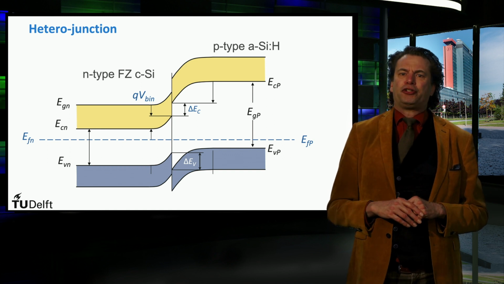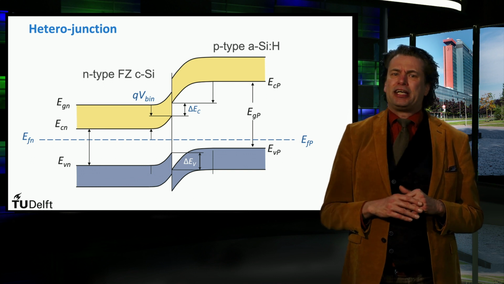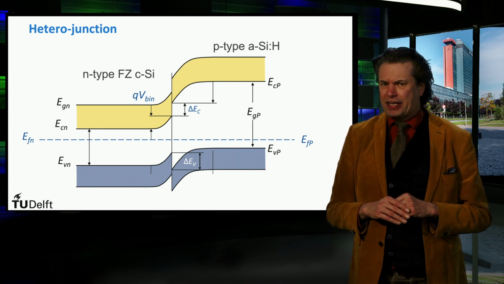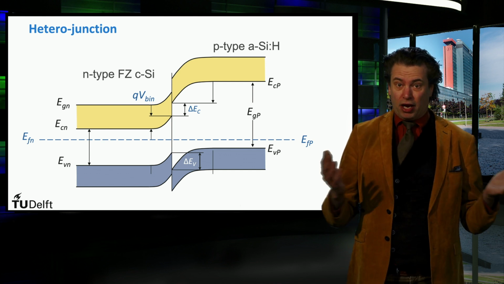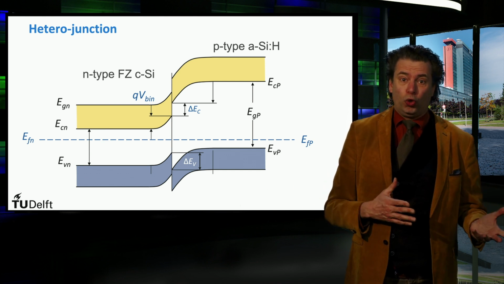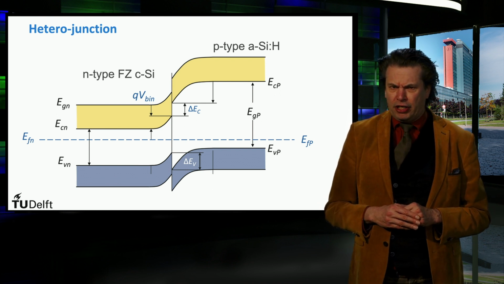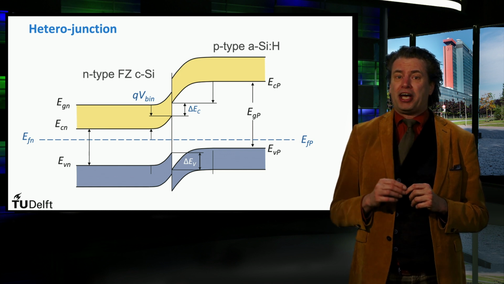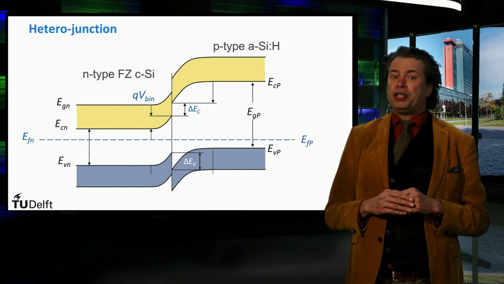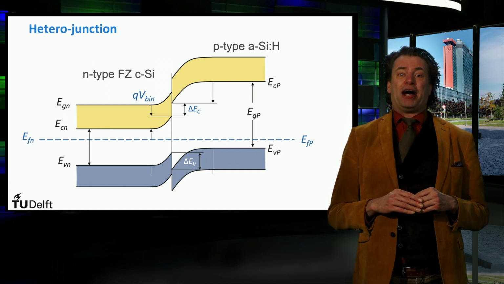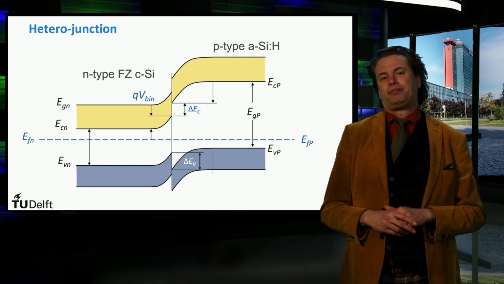These steps are caused by the fact that both band gaps are not the same. At this junction you see that the valence band is higher positioned in the p-type amorphous silicon in reference to the n-type crystalline silicon. This will allow the minority charge carriers, the holes, to drift to the p-type silicon. However, you see in this example that the holes experience a smaller barrier. A large fraction of the holes can move through this barrier by the earlier mentioned quantum mechanical phenomenon of tunneling.